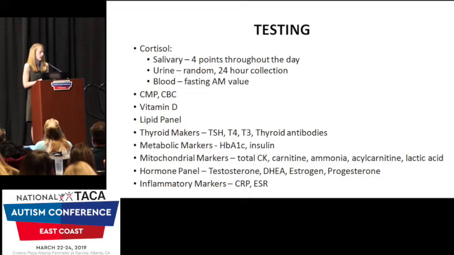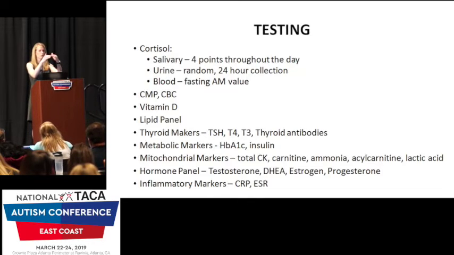If I just get the blood, what I'm looking for on a fasting AM value is that it's in the high range of normal, okay? Even if it's in the normal range, but it's low normal or middle normal, that's not good enough for me, because that is essentially probably the highest that it is the whole entire day. So I want to see it in the high range of normal.